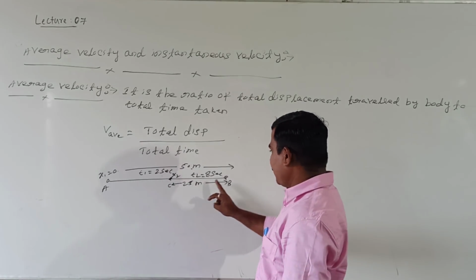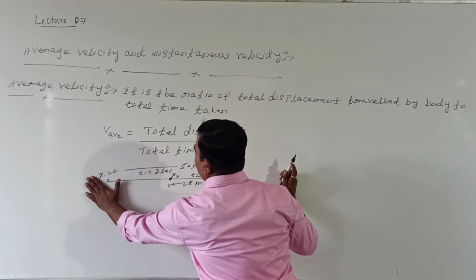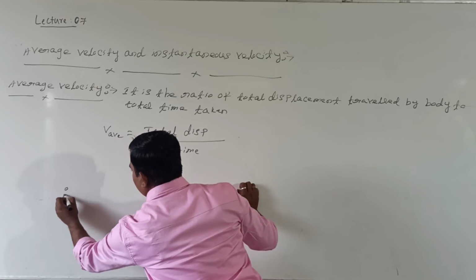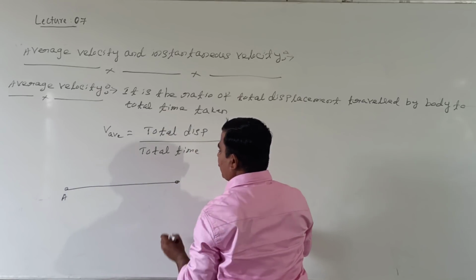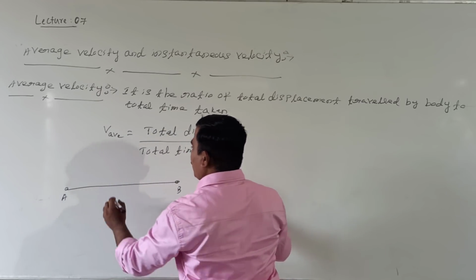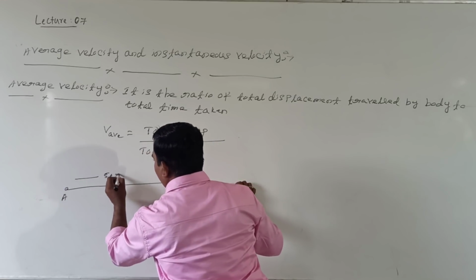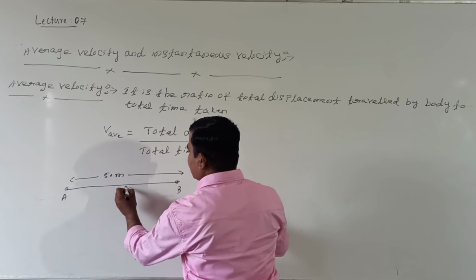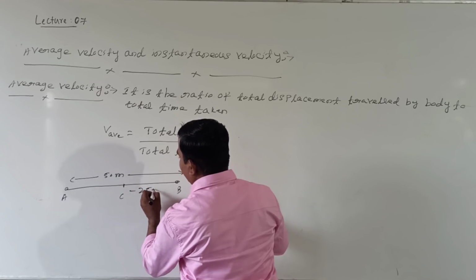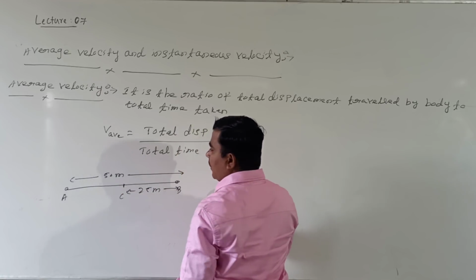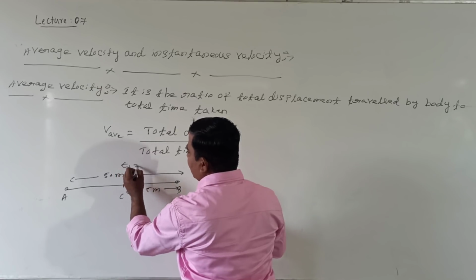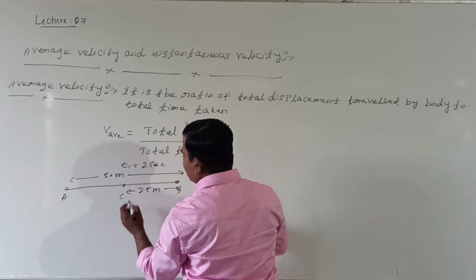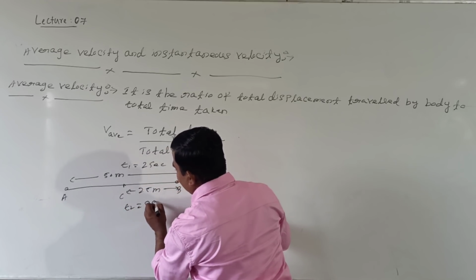The object goes from A to B, a distance of 50 meters. Again it comes from B to C, which may be 25 meters. When the object goes from A to B, the time taken is 2 seconds. When it comes from B to C, it may take 8 seconds, right?